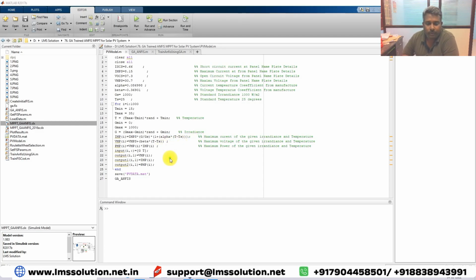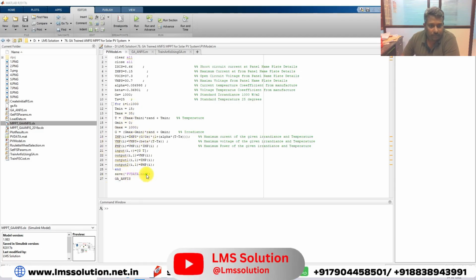In this model, we are going to take two inputs: irradiation and temperature. The output, here we are going to consider only the maximum voltage for the different irradiation and temperature conditions. Here you can see that the input is collected as irradiation and temperature, and the output is collected as the maximum voltage at different irradiation. After collecting these 1000 data, we are going to save the data in the PV data matrix file. After that, we are going to execute the GA and tune the ANFIS.